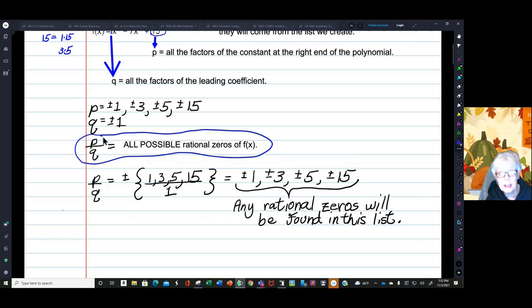And this is what it looks like when you do it. P over Q equals plus or minus, and I put a brace here because I'm finding the set of all the P over Q's. So positive or negative, I put it out there so I don't have to write it in front of every single number: 1, 3, 5, or 15 over 1. That's going to be 1, 3, 5, or 15. So there are 8 possibilities here for rational zeros: positive or negative 1, positive or negative 3, positive or negative 5, positive or negative 15. That's the list of all possible rational zeros.